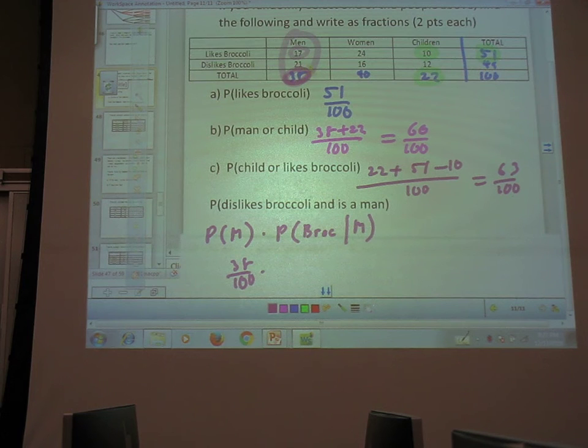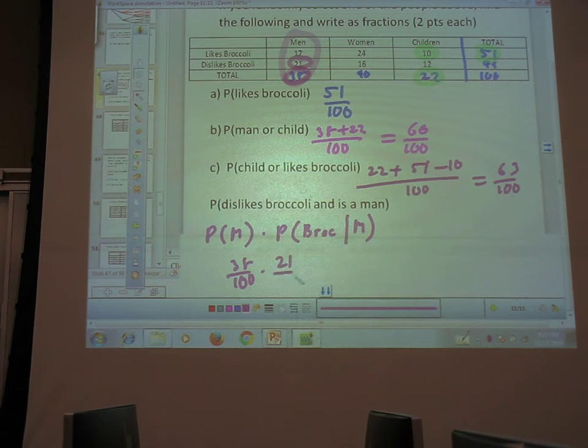Is it 20? Well, this is dislikes broccoli. Oh, sorry, 21. Dislikes broccoli: 21 out of 38. And look how nicely these 38s cancel out for me. So I get 21 over 100.